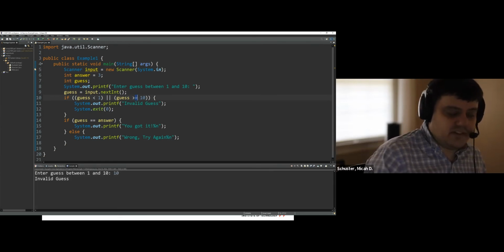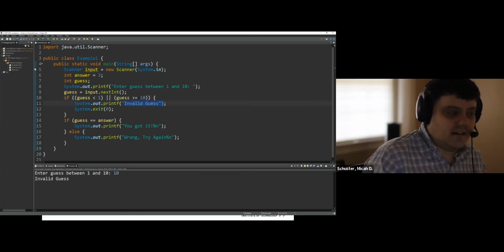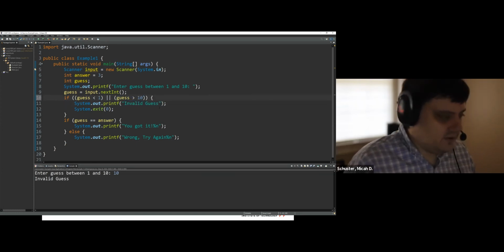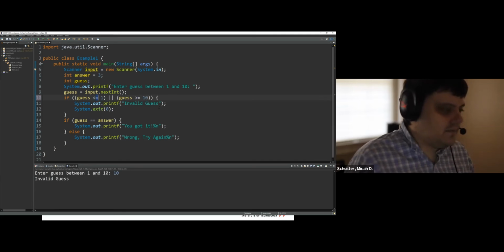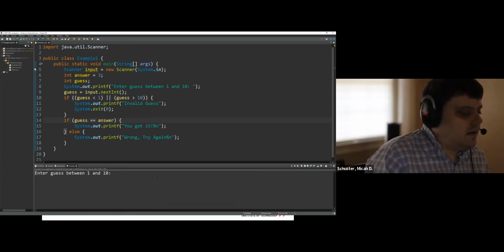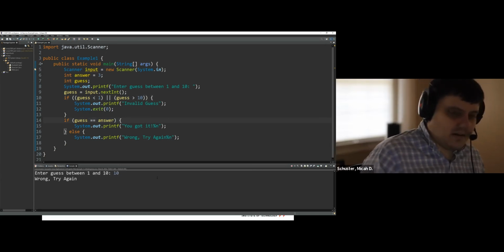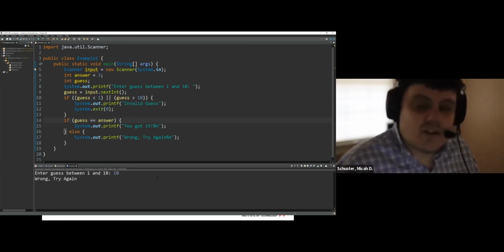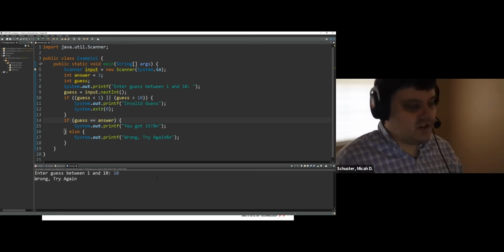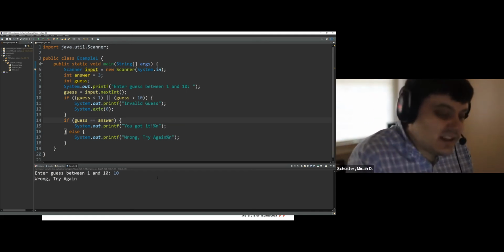That equals there is giving me a problem. Because if I put in a guess that is equal to 10, it will also say invalid guess. So I need to get rid of the equals here. Now when I put in the 10, now it tells me wrong, try again. So it's these little things. Oftentimes an error that you might have could just literally be one character.